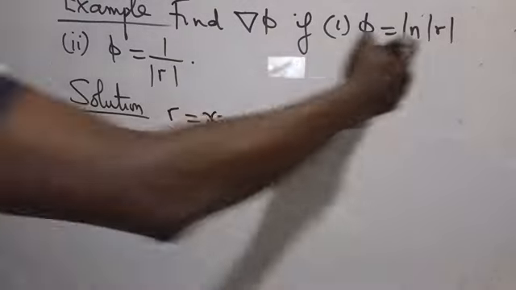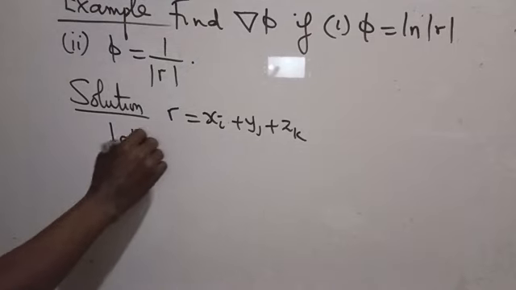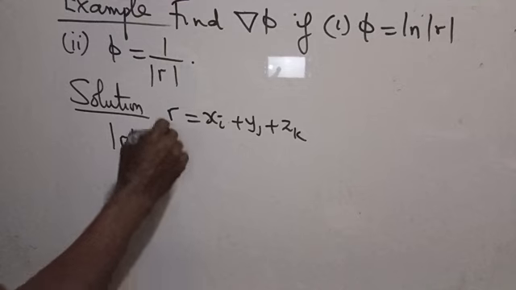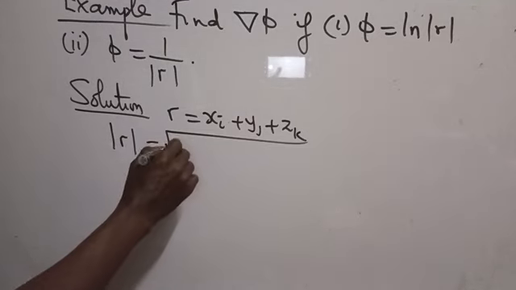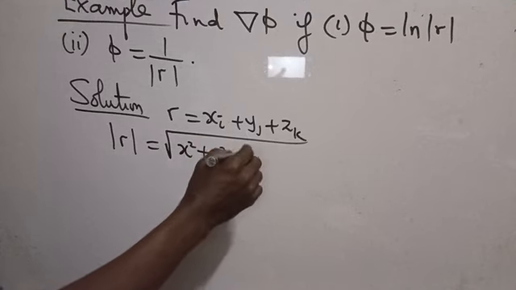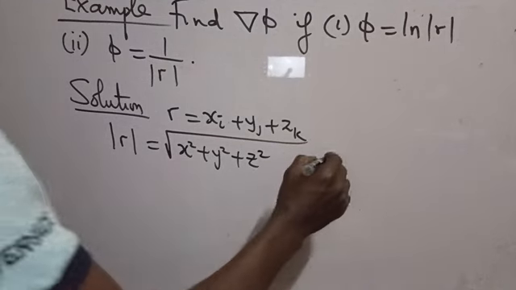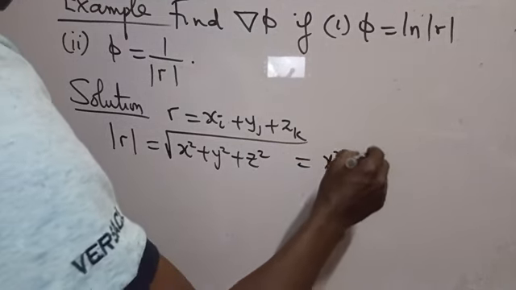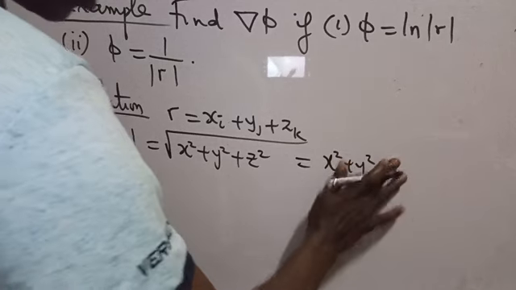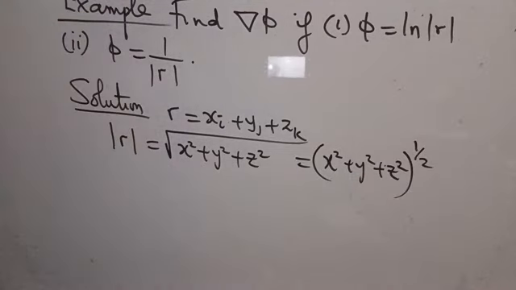Now, what is the meaning of this symbol? This symbol means the modulus of r. The modulus of r is expressed as the square root of x squared plus y squared plus z squared. This can be written another way as x squared plus y squared plus z squared raised to power half, according to the law of indices. So this is the modulus of r.